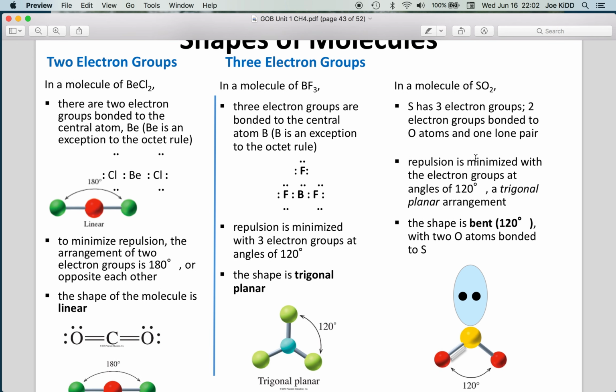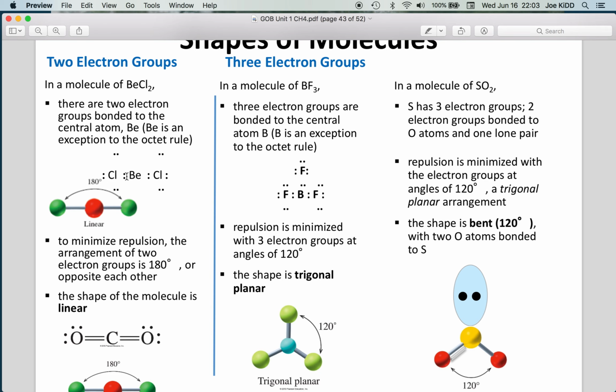So when we have 2 electronic groups, we're talking about a central atom. We can only do 1 atom at a time when we're talking about the shape around the atom. So in this case, we're talking about the central atom, beryllium. Remember that beryllium can be an exception to the octet rule. And because of that, it's okay with just having 4 valence shell electrons, but coming from two chlorines.